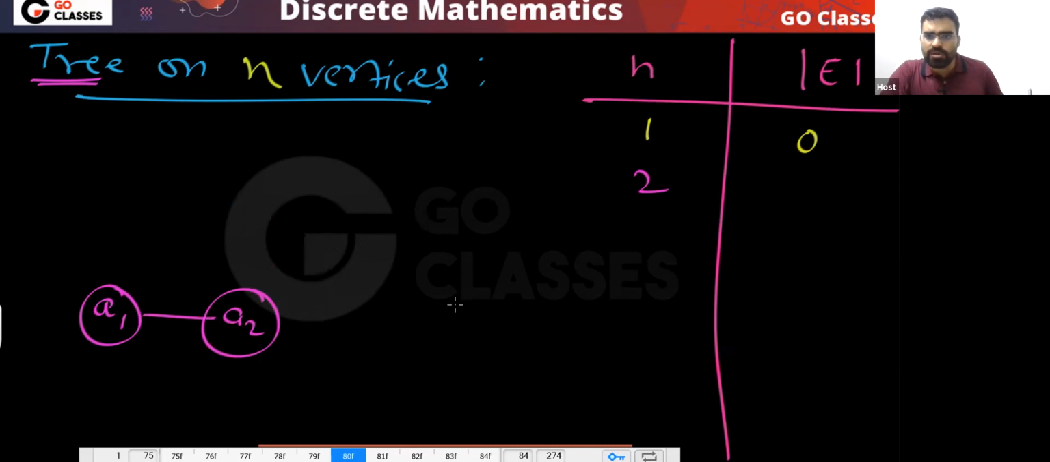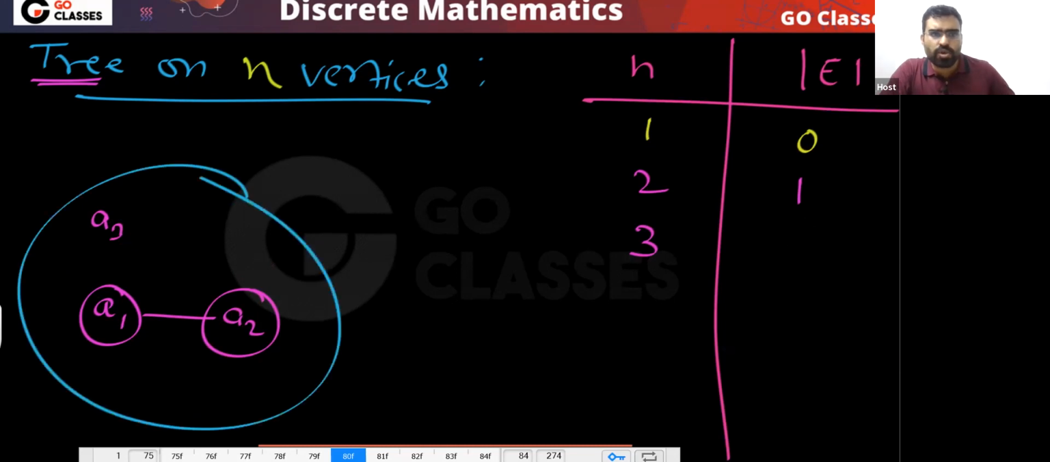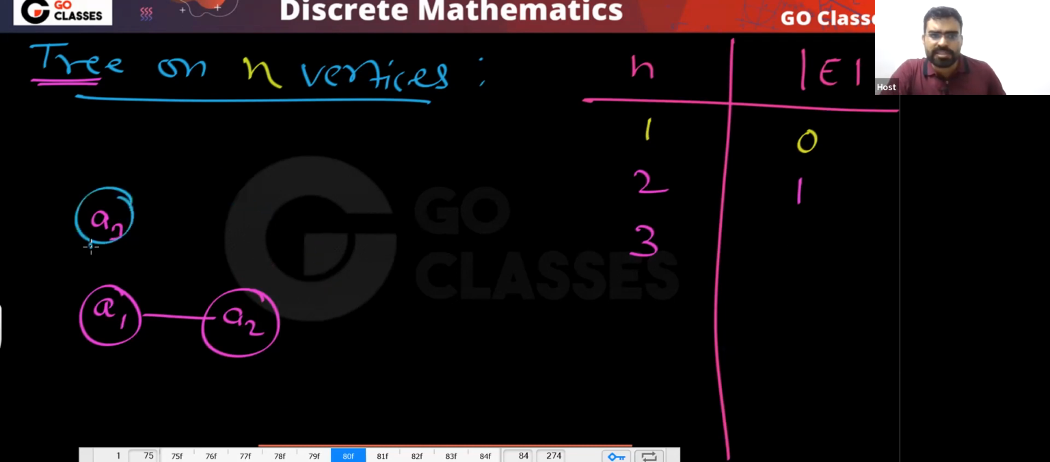So how many edges do I want? One edge. Let me add three vertices. If I have three vertices, how many edges do I need? Is this a tree? This is not connected. Is this a tree? Yes. But can I do this? Tell me, can I do this? No, because now there is a cycle. So I cannot do this. With three vertices, you will definitely get two edges.